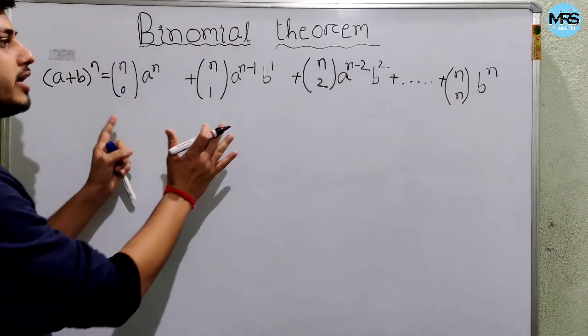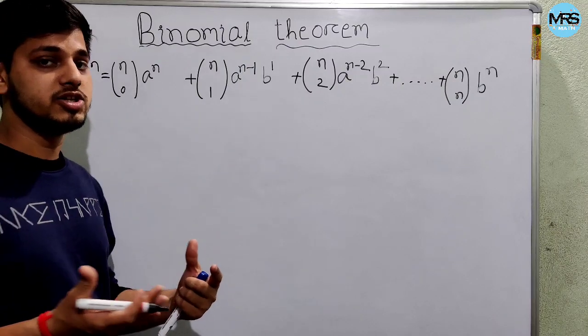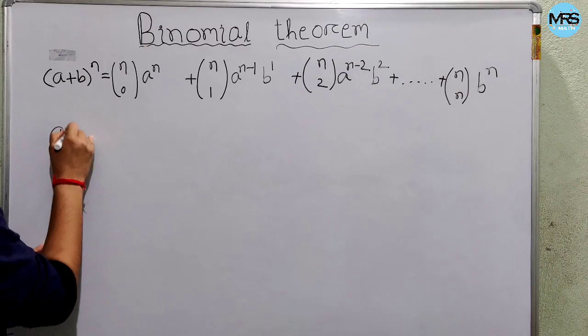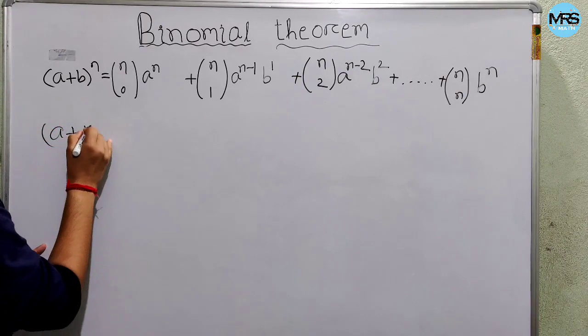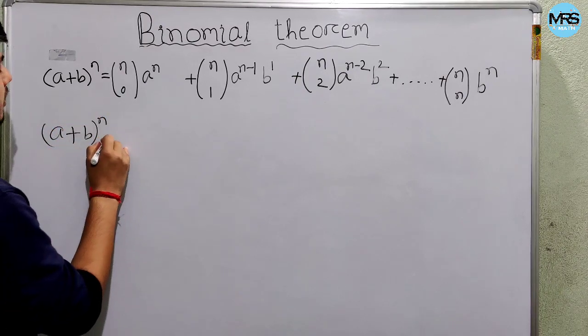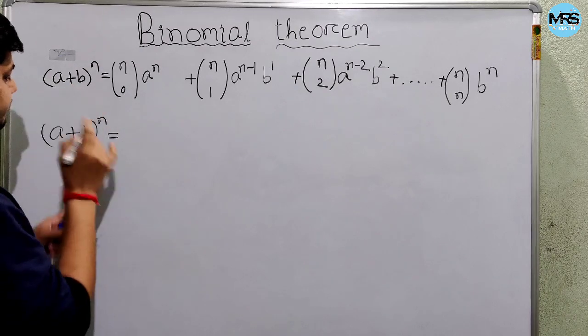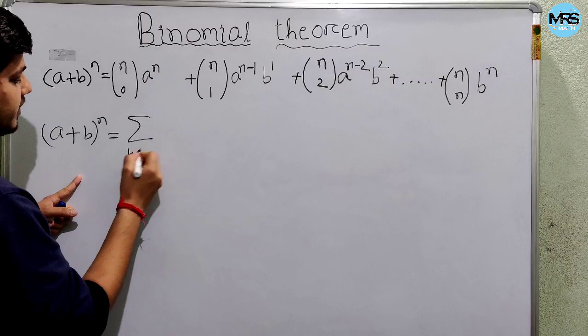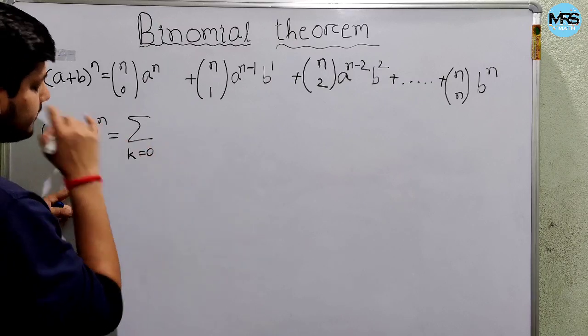Okay, and if you write this in summation form, then what will you get? Okay students, so write down a plus b whole to the power n, that one you will get as summation over k, k equal to 0, right?